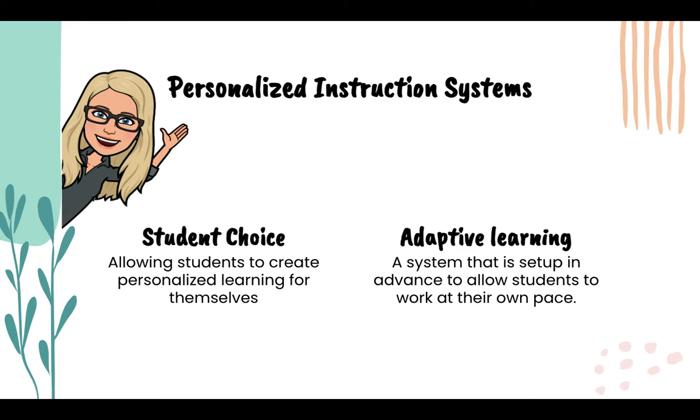Adaptive learning goes off of student choice a little bit, but it's a system that's set up in advance, like on an online platform, which allows students to work at their own pace. So you have programs that are set up. I'm going to talk about a few examples, but it helps students to review concepts and to feel like they are in charge rather than a teacher picking the pace for them.